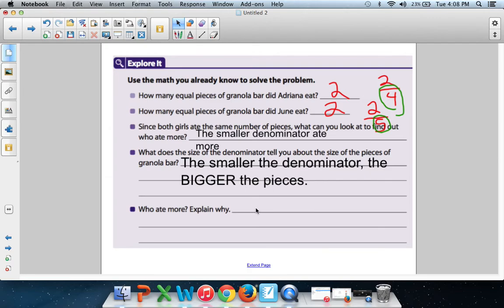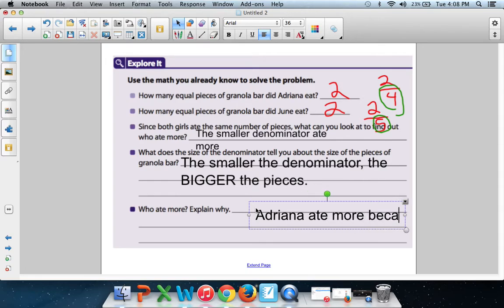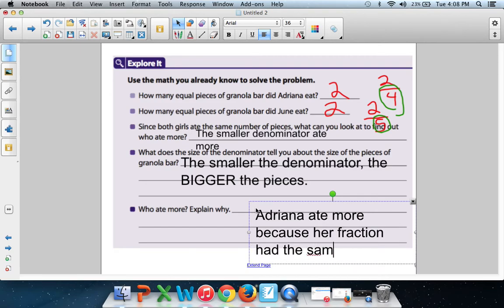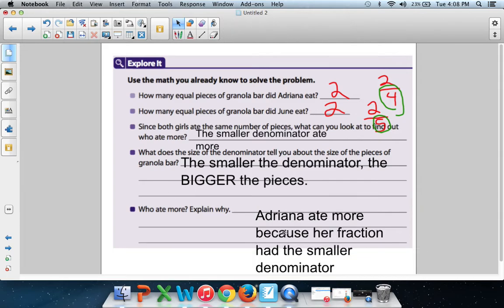Who ate more? Adriana ate more, because her fraction had the smaller denominator. Not numerator, denominator. Numerator works differently.